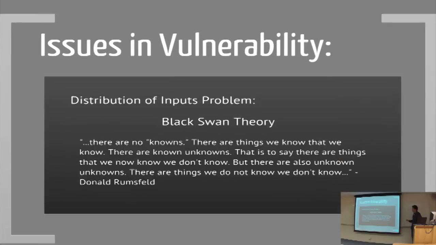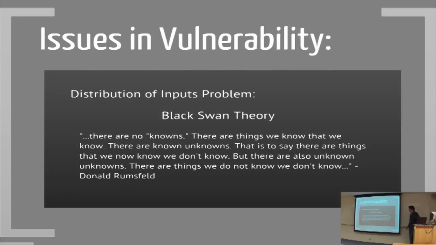Then there are issues in vulnerability, such as, for example, this quote from Donald Rumsfeld. He was speaking after he invaded Iraq and suddenly realized that there were no nuclear weapons in Iraq. He said that there are known knowns. There are things that we know. Known unknowns, that is to say, there are things that we know that we don't know. And then there are unknown unknowns. There are things we do not know that we don't know.